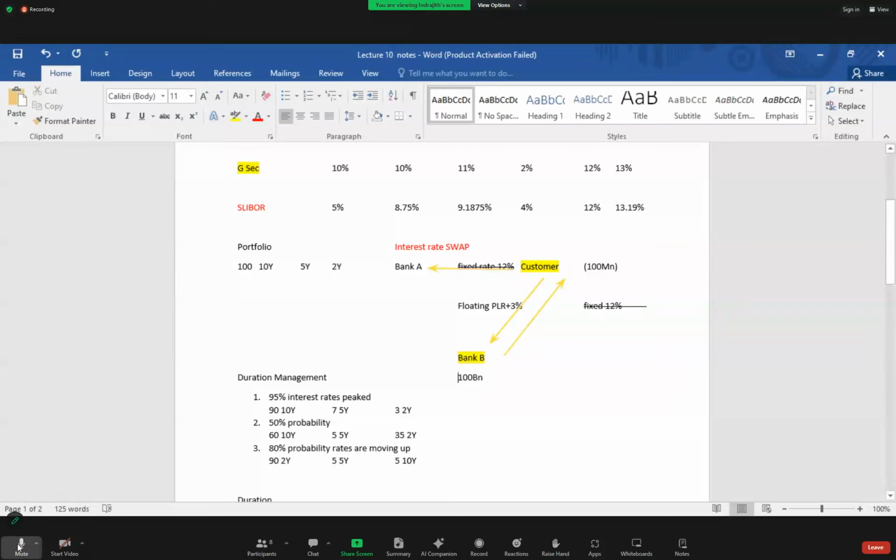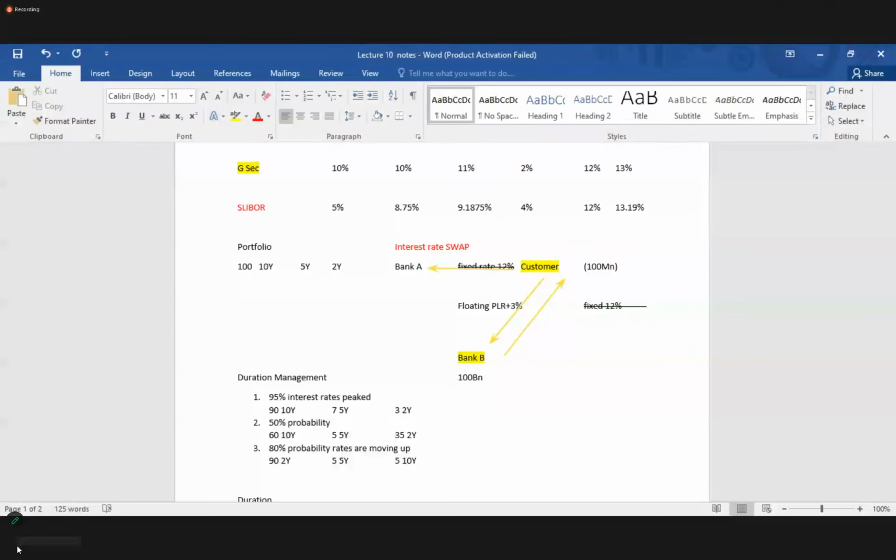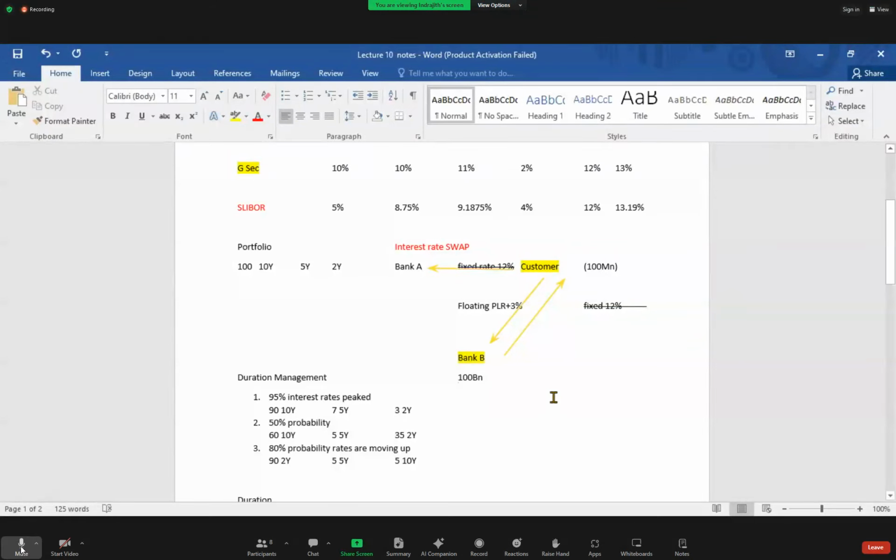Okay. Right. So I will stop here. So this is what interest rate swaps are, and how you use interest rate swaps to mitigate interest rate risk.